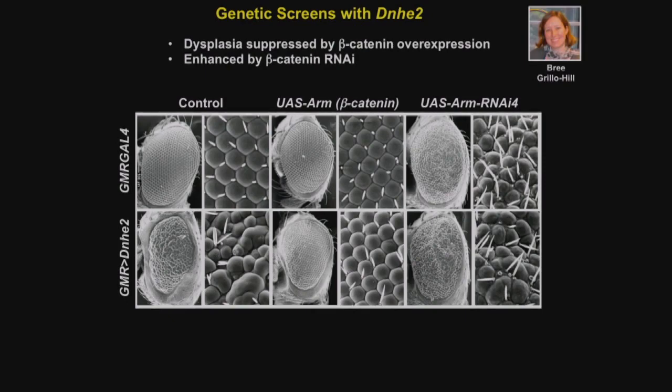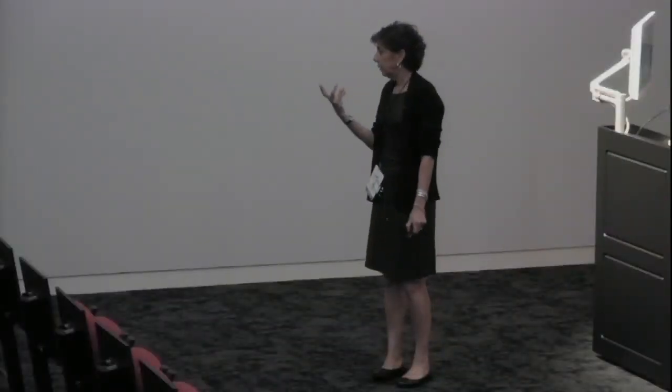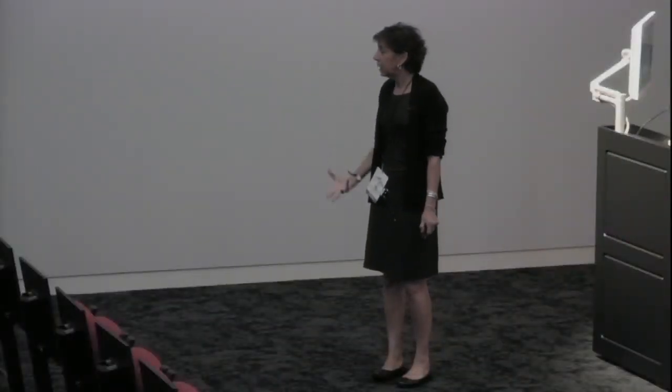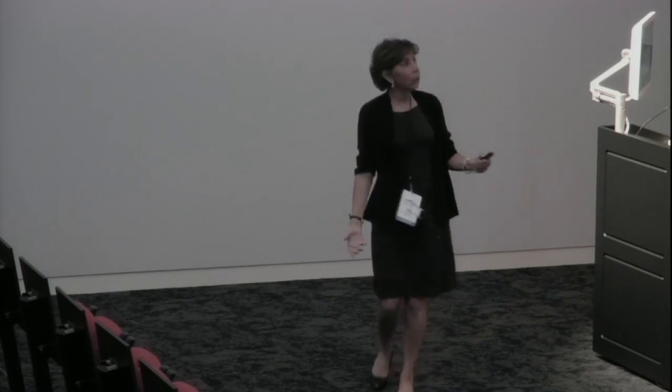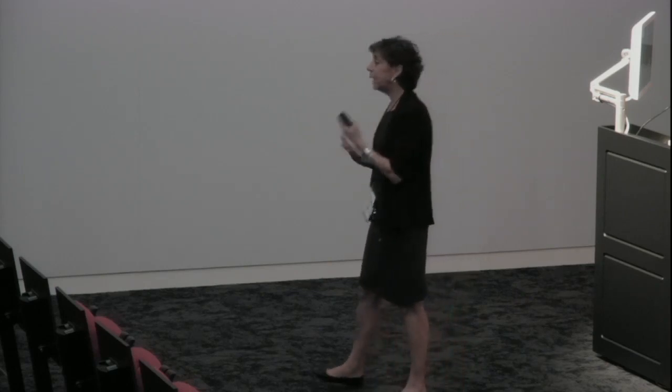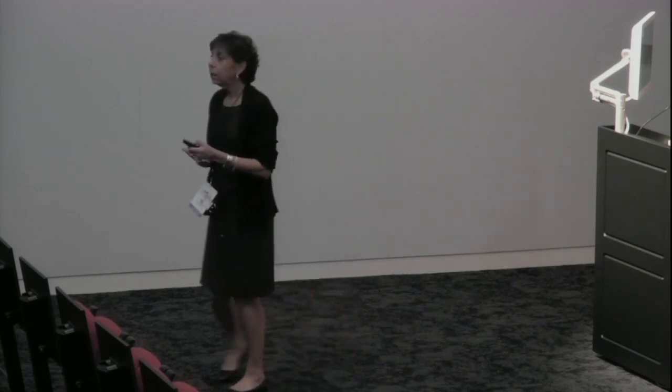So when we overexpress armadillo or beta-catenin, we nearly completely suppress the phenotype. And if we knock it down, we enhance the phenotype. Okay, so this suggested that perhaps this dysplasia might be due to the fact that beta-catenin expression is markedly decreased. And we went on to confirm, in both flies and mammalian cells, that if we increase pH, we get less beta-catenin expression.